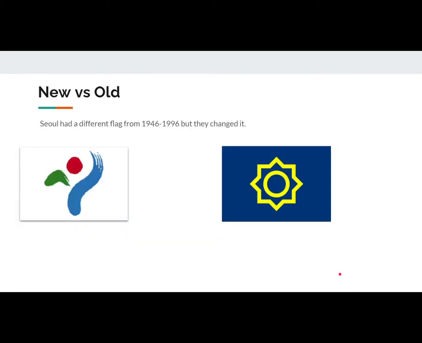Now, Seoul had a different flag from 1946 to 1996. Then they changed to this. This is the new one. This is the old one, and call me something, but I think the old one looks super good.